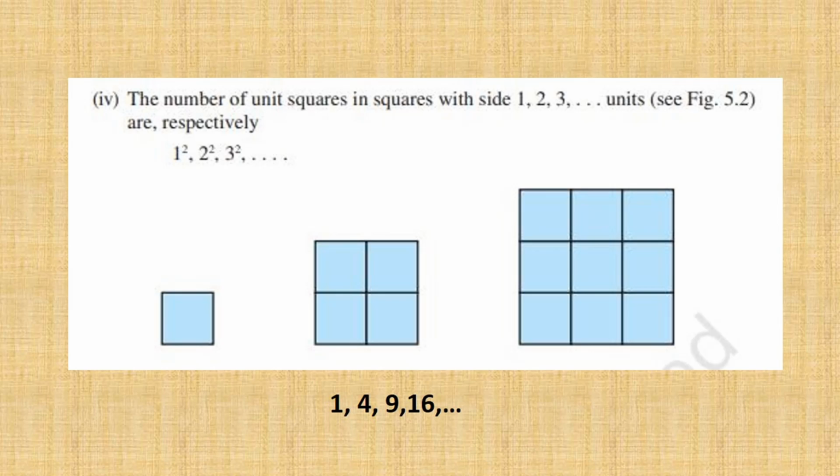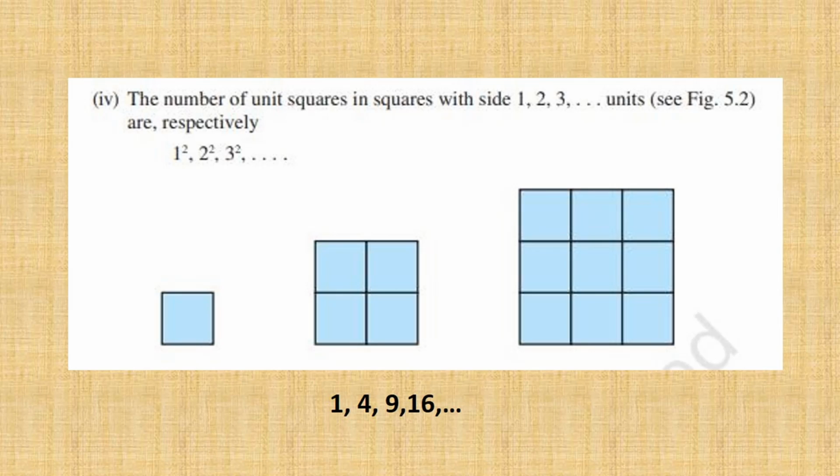Okay, so in the first picture, we can take the side of one small square as 1 unit. So the number of squares is 1 square. In the second picture, we can take each side as 1 unit. So one side of the large square is 2 units. So the number of small squares in the second picture will be 2 square, that is 4. And in the third picture, one side is 3 units. So the number of squares will be 3 square, that is 9. Okay, and so on. If you continue like this, in the next picture, there will be 16 squares, right? 1, 4, 9, 16, 25, 36, 49, etc.